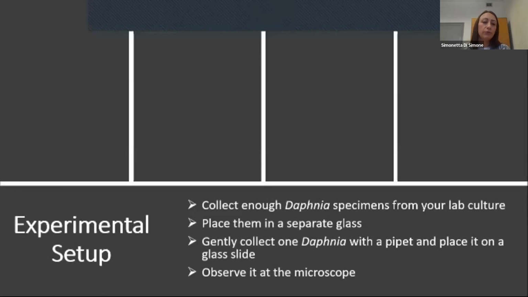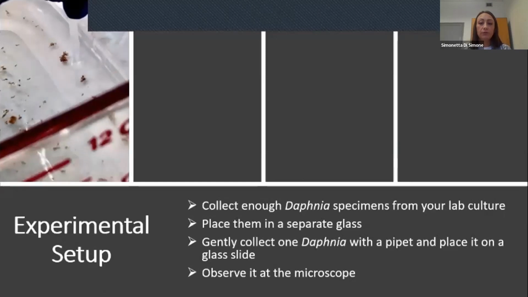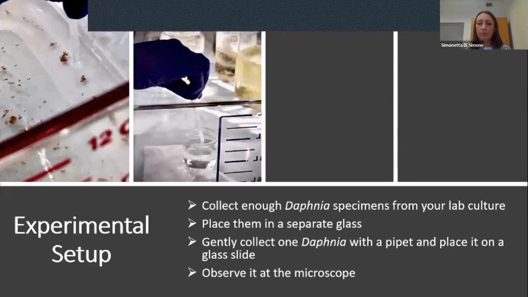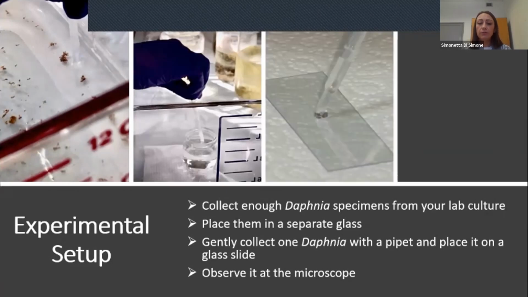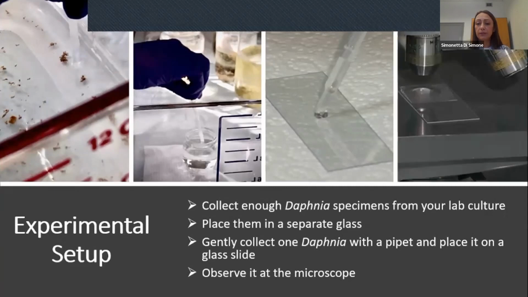So let's go through the experimental setup. First of all, for this assay, you need a lab partner. And then with a pipette, you have to collect enough Daphnia specimens from your Daphnia culture, place them in a separate glass, and give them some time to adapt. And once they have adapted, you have to collect one Daphnia with a pipette, place it on the glass slide, and observe it under the microscope.